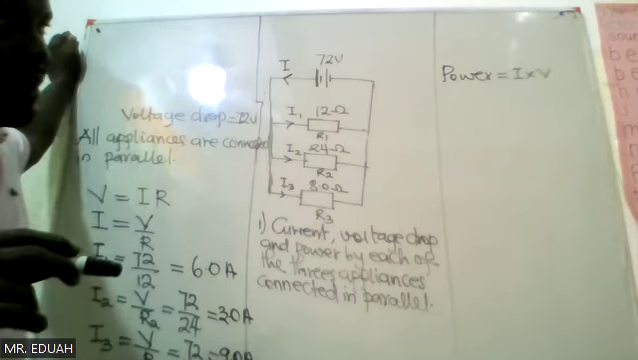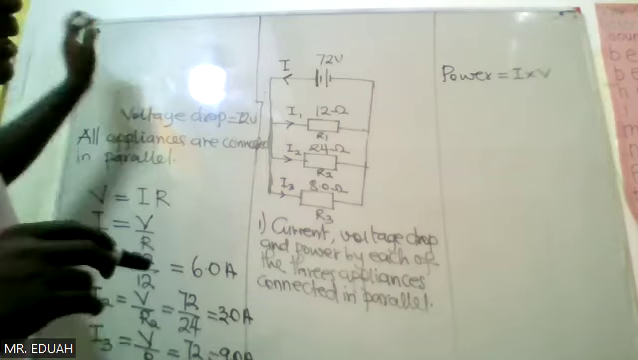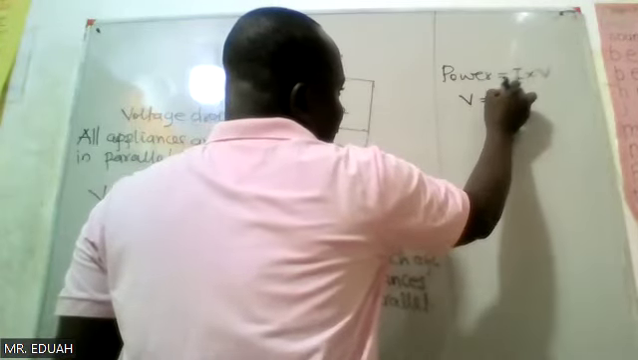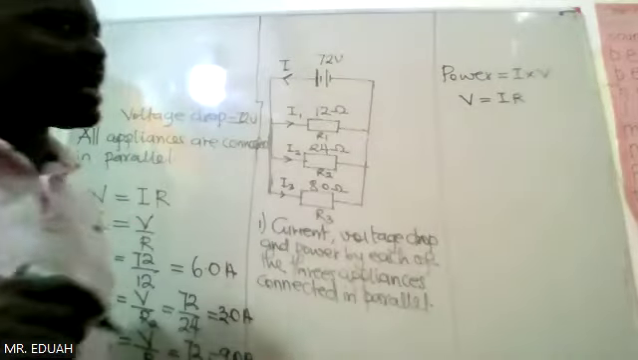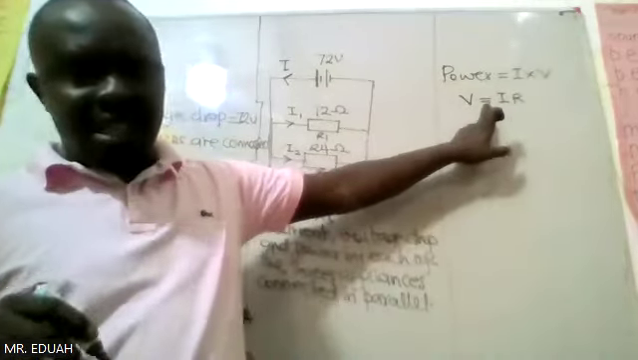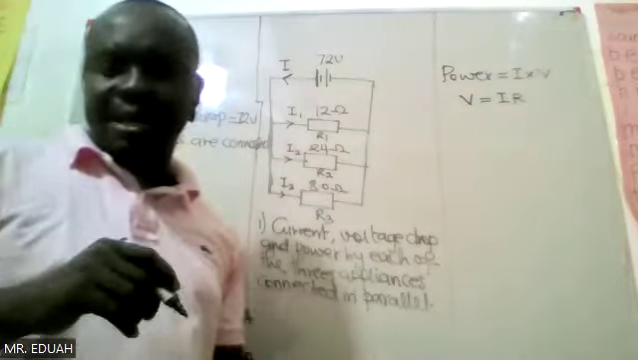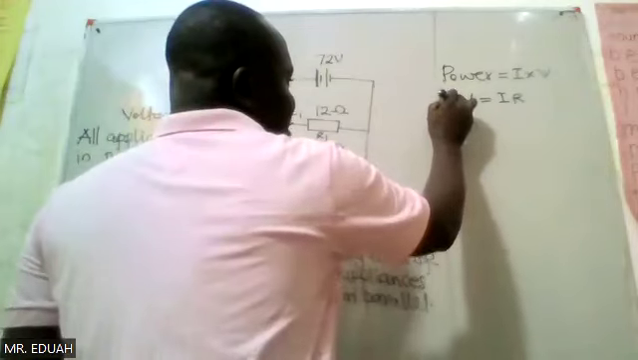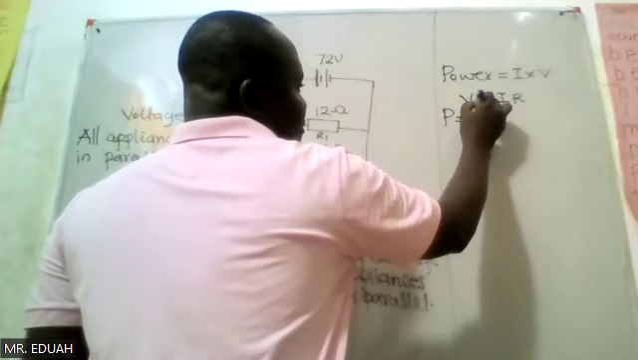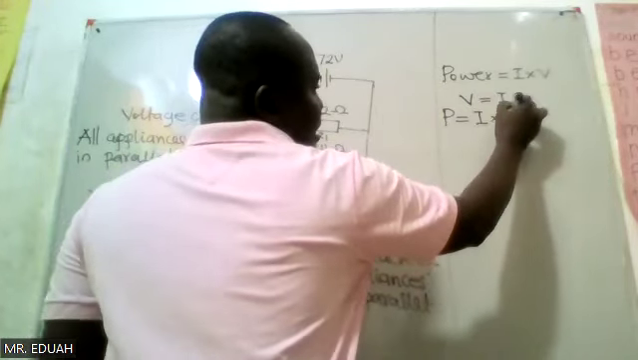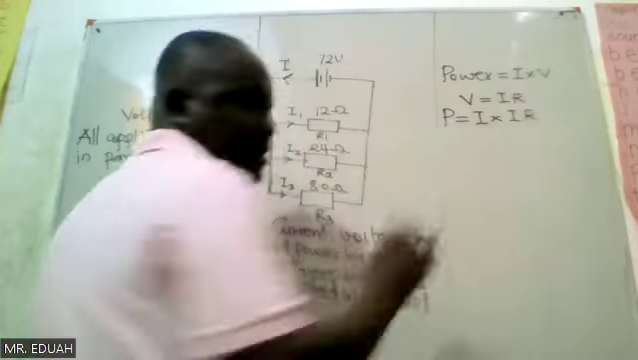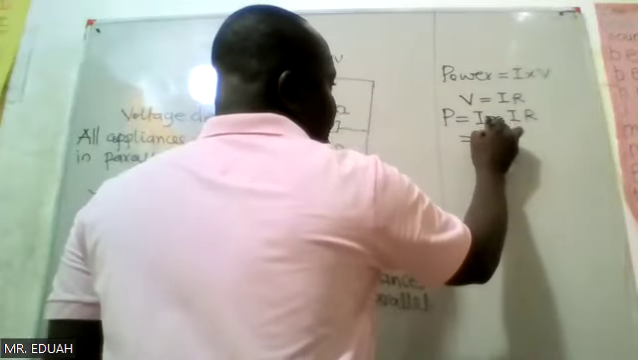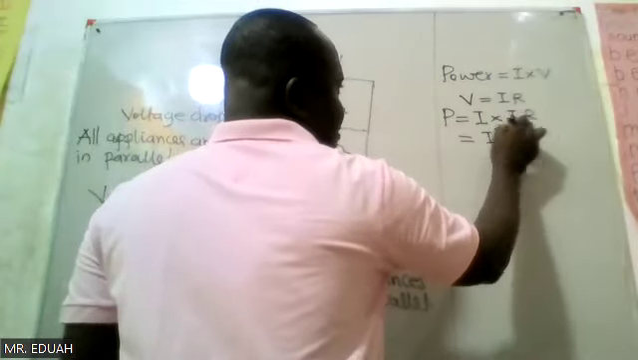Current times voltage. Then, using Ohm's law, V is equal to IR. We can substitute this V into the power formula to give us another formula for power. When I do the substitution, I have I times IR. And so I have power to be equal to I squared times R.